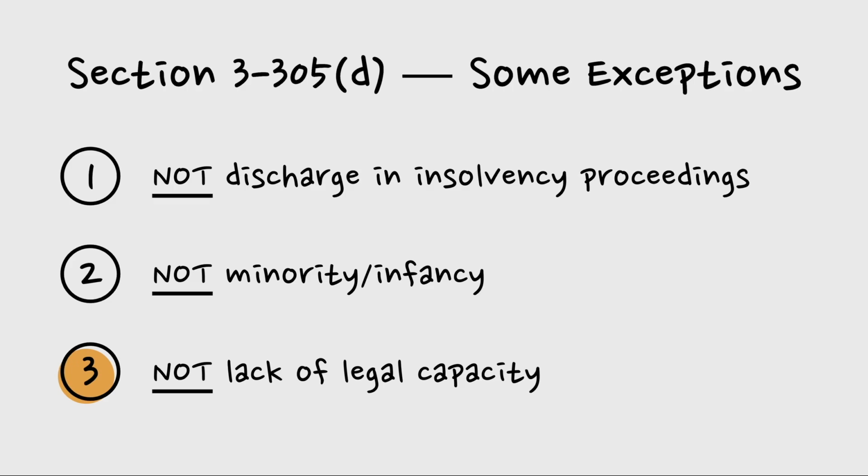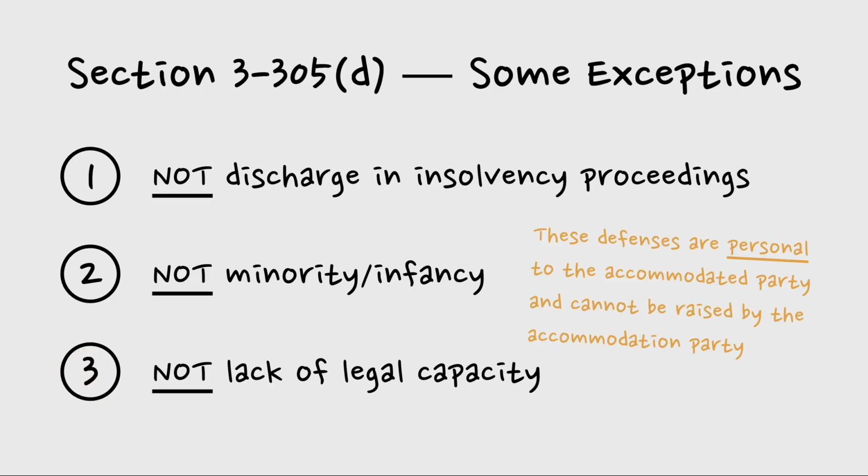Bob would not be able to assert that because of why? Well, why any of these? The rationale being that these are all personal defenses to the accommodated party, and so they cannot be raised by the accommodation party. So in these cases, remember what these are. These exceptions are exceptions to our rule that the accommodation party, here Bob, can assert the defenses of the accommodated party, Barb. Ordinarily, the answer to that is yes, but not if it's one of these three, because they're personal to Barb.